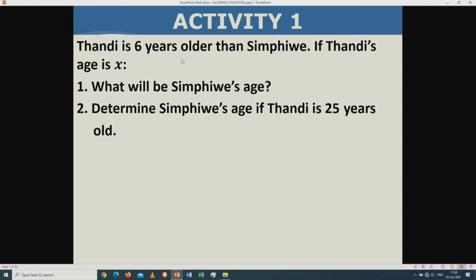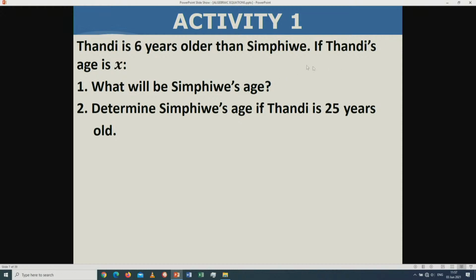Thandi is 6 years older than Simpiwe, and if Thandi's age is x, what will be Simpiwe's age? Remember, Thandi is older than Simpiwe and the age of Thandi is x. Now, what will be Simpiwe's age? Simpiwe's age will be Thandi's age less by 6.